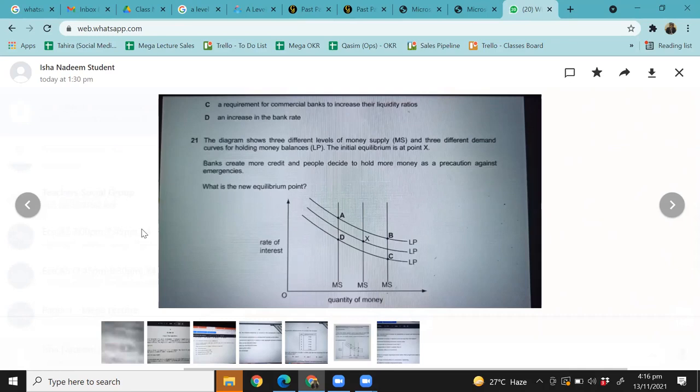So we have studied that liquidity preference is basically the demand for money and the money supply is a straight vertical line, as you can see in the graph. Now, if banks are creating more credit, what does more credit mean? That they are issuing more loans, giving more money to people. How will that affect this graph? And if people are holding more money as a precaution, what would that do to the demand for money?